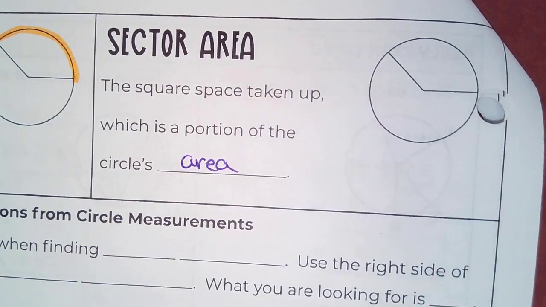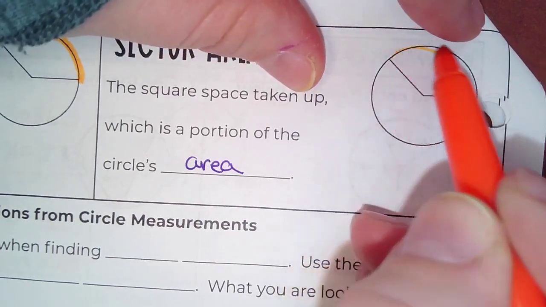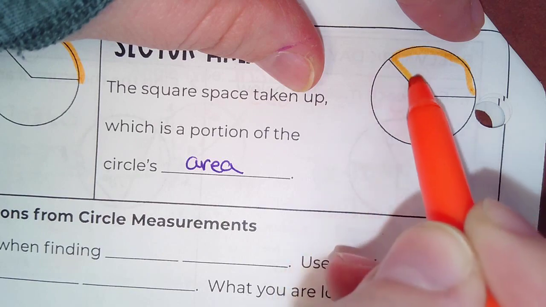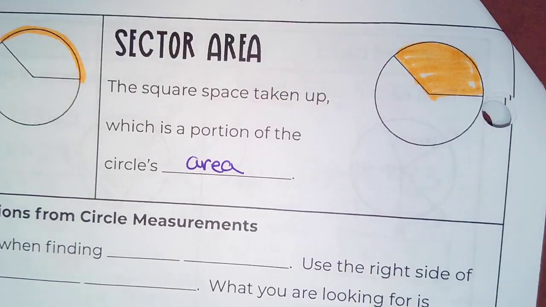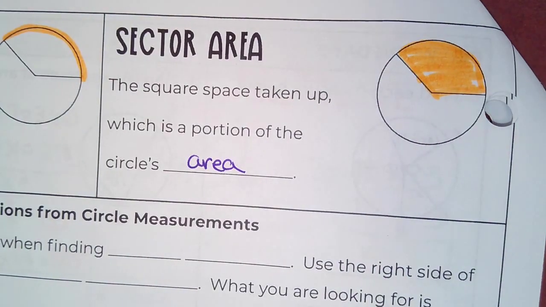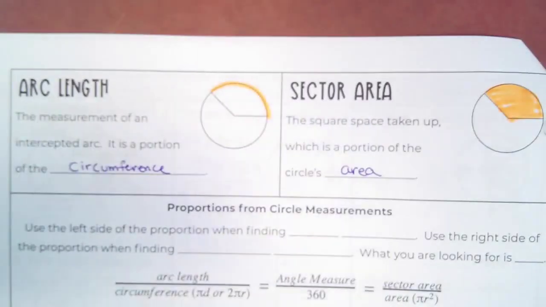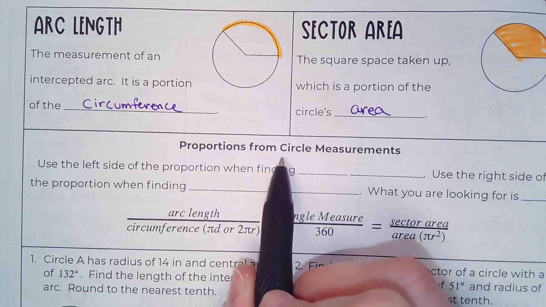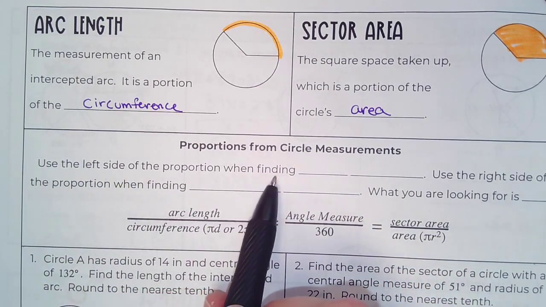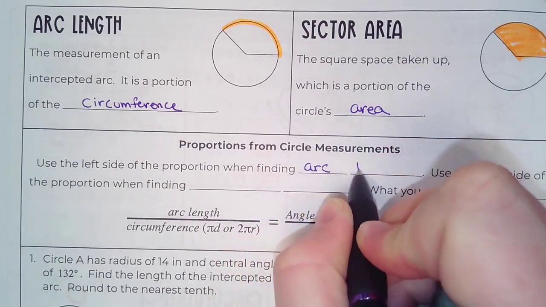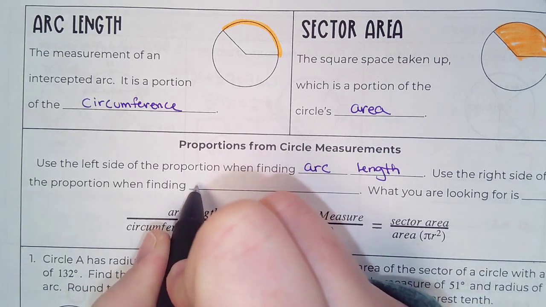So if I have this central angle here and I have my arc, the sector area is really finding the area of this whole portion. So not the area of the entire circle, just this section. So we can create a proportion, or two fractions that are equal, to figure this out. So proportions from circle measurements. Use the left side of the proportion when finding arc length. Use the right side of the proportion when finding sector area.